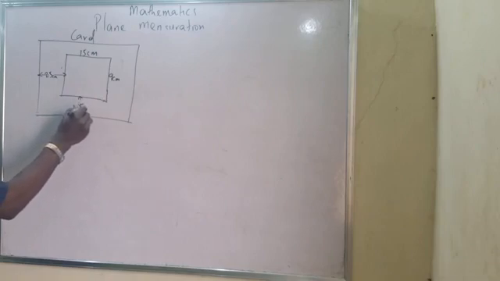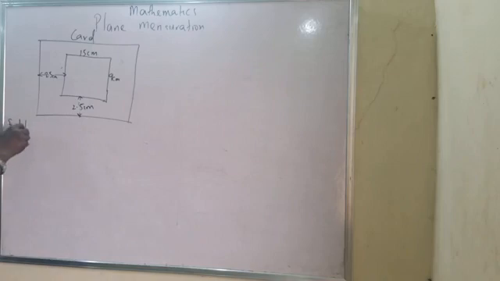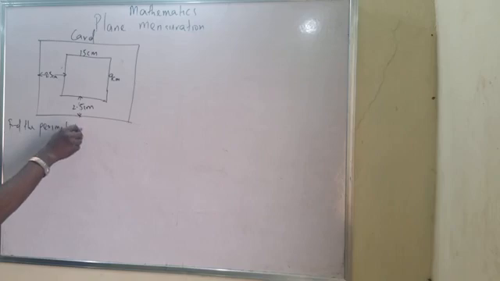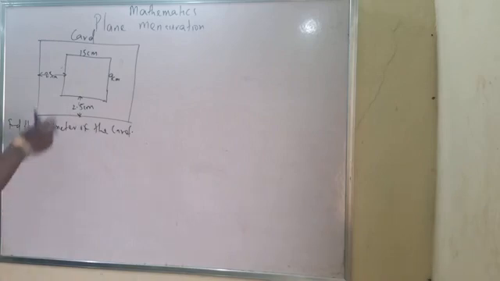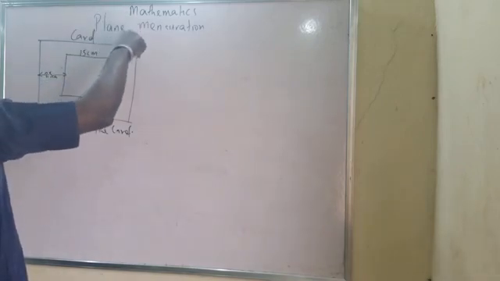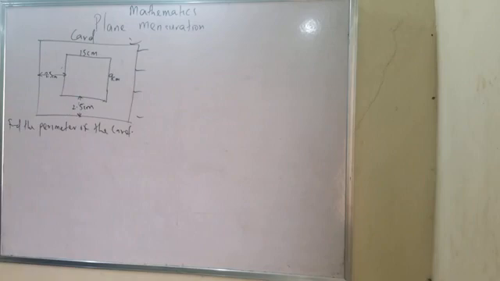Now you are asked to find the perimeter of the card. Now you are looking for the perimeter of the card. There is no problem. Now this is not what you are looking for. You are looking for the card itself. This is what you are looking for. Now how do I go about it?